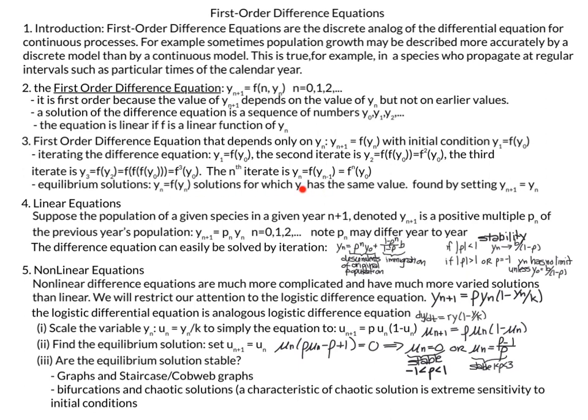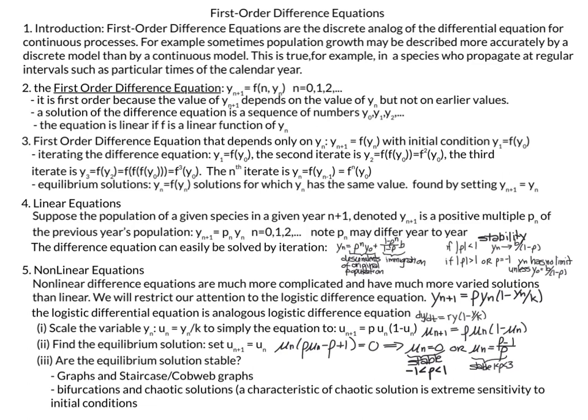Then we are going to look at equilibrium solutions, and those are found by setting y_{n+1} equal to y_n. Then our big analysis is going to be on linear first-order difference equations, and we're going to use a population example. We will find the solution here, and we will talk about the stability of our equilibrium solutions. Then last, we will talk about nonlinear equations.